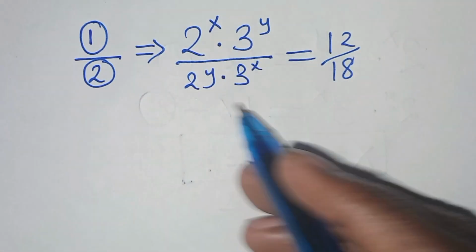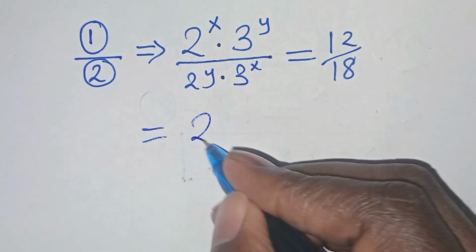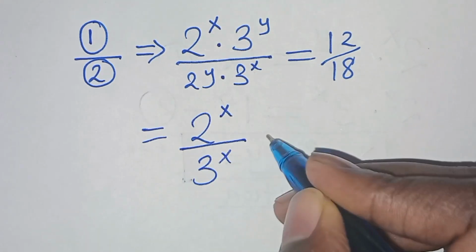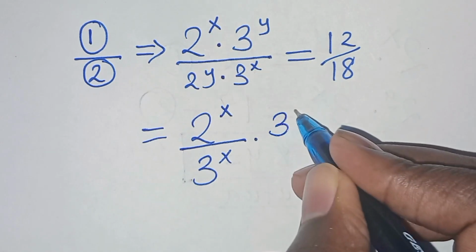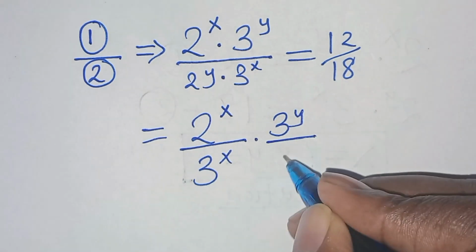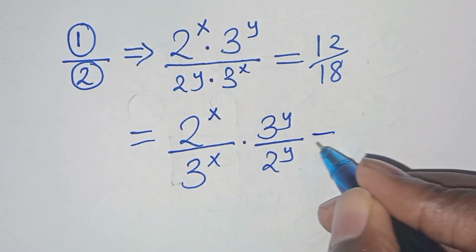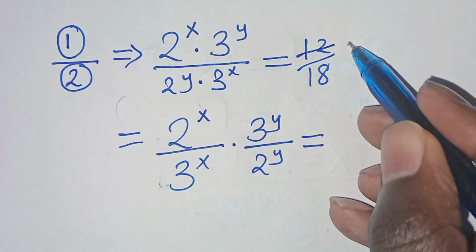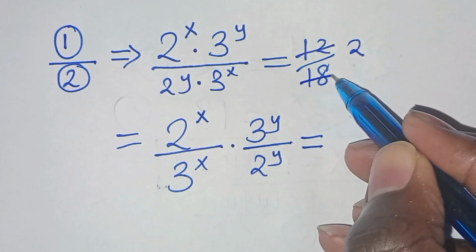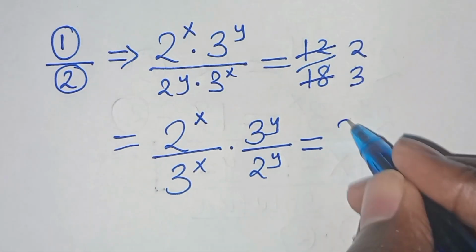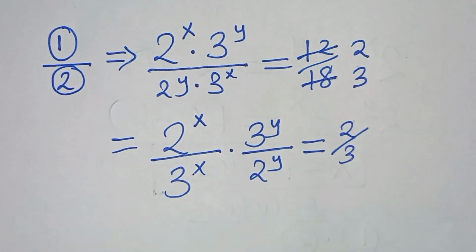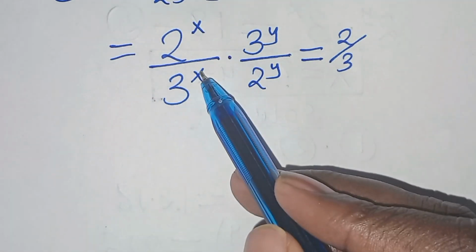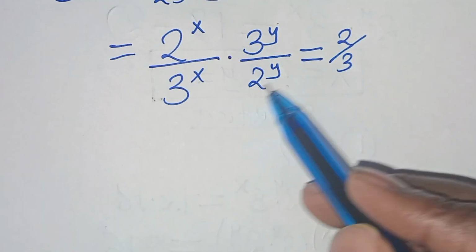So this implies here we have 2 to power x divided by 3 to power x multiplied by 3 to power y divided by 2 to power y. This is equal to, now we can simplify here, 12 divided by 6, this is 2, 18 divided by 6, this is 3. So this is equal to 2 over 3. The next step is that 2 to power x divided by 3 to power x and 3 to power y divided by 2 to power y.